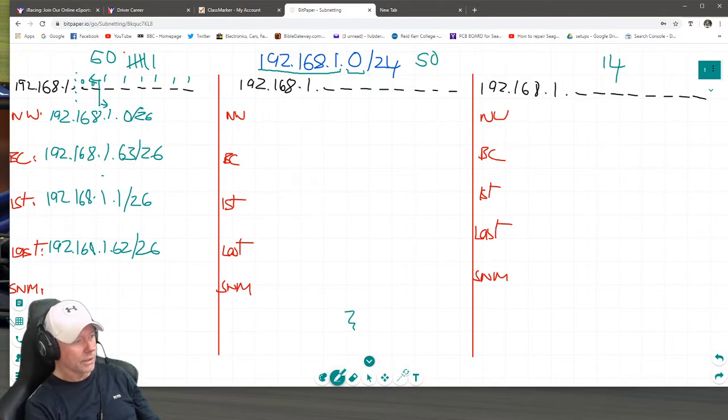I think so, yeah. Of course that's right. 62, right? So the first usable is 1. So the next usable would be 2, and the next usable would be 3, and the next usable would be 4, 5, 6, 7, 8, 9, all the way up till you get to 62. Then you stop, right? You can't go any higher than that.